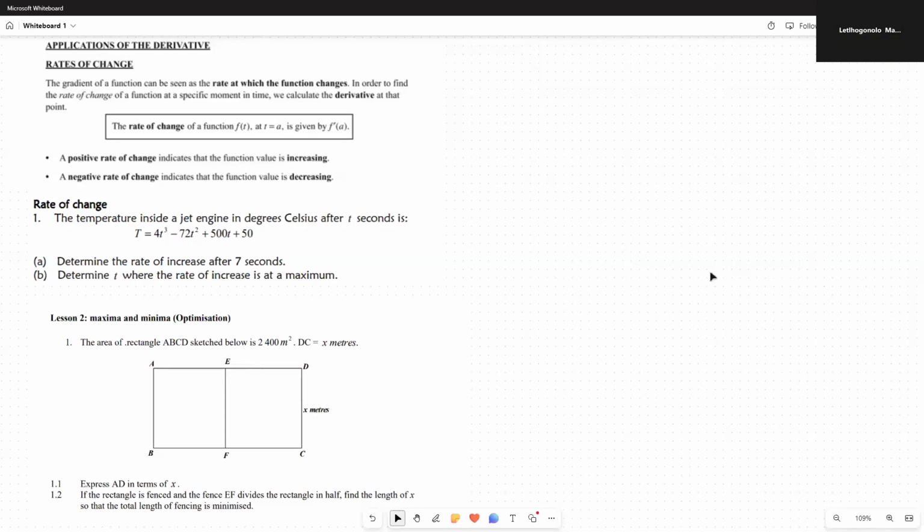Let's take a look at the application of derivatives. The gradient of a function can be seen as the rate at which a function changes. And we say this change could either be a positive rate of change, which indicates that the function is increasing, or a negative rate of change, which indicates that the function is decreasing. So let's take a look at these examples over here.